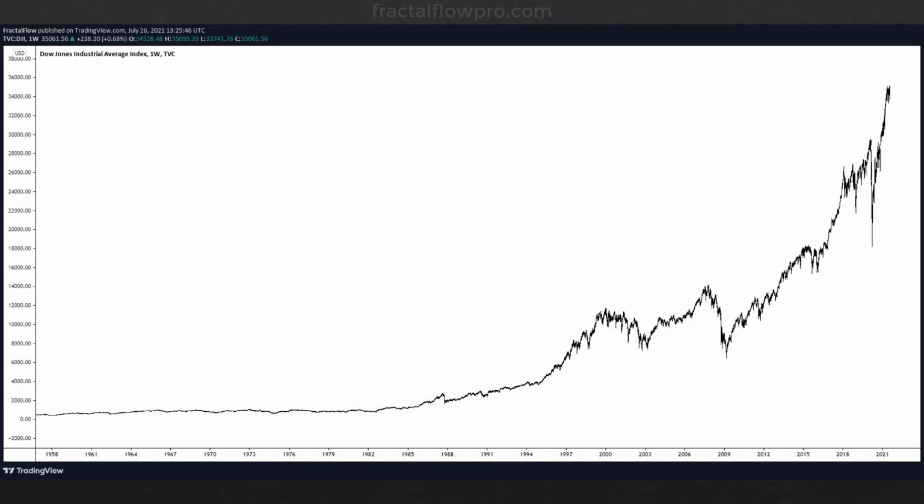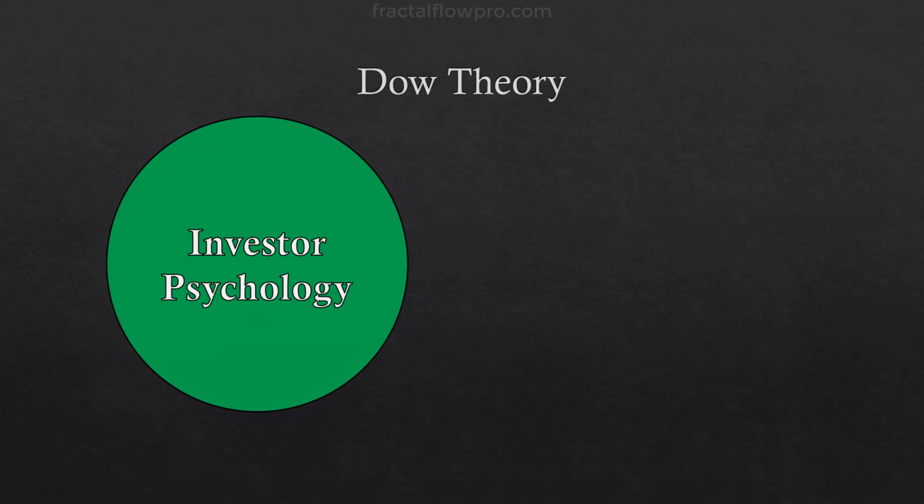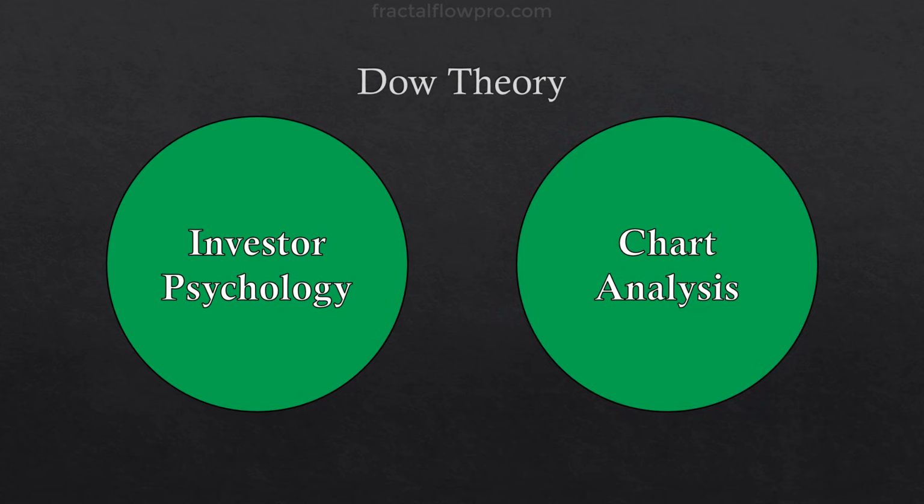Charles Dow's ideas of how the market behaved were later developed by William P. Hamilton after Charles Dow passed away in 1902. The Dow theory is based on investor psychology and it is supported by chart analysis.